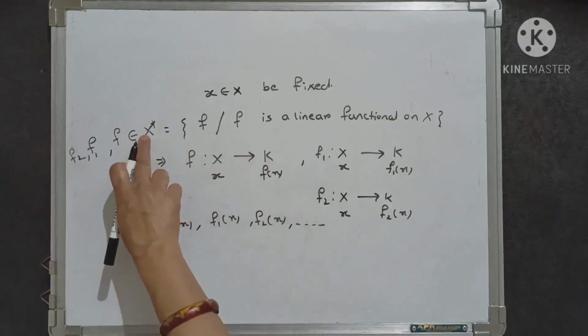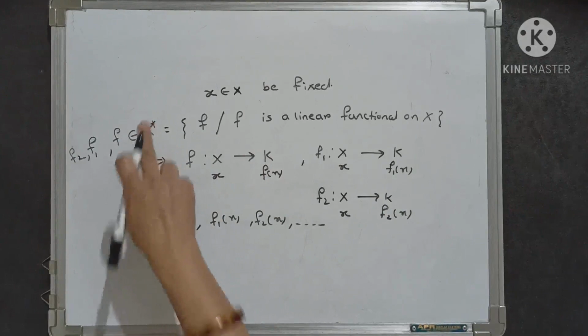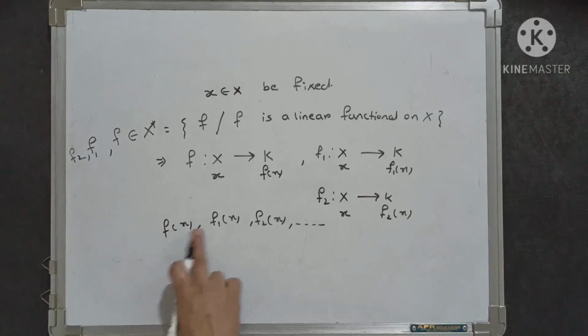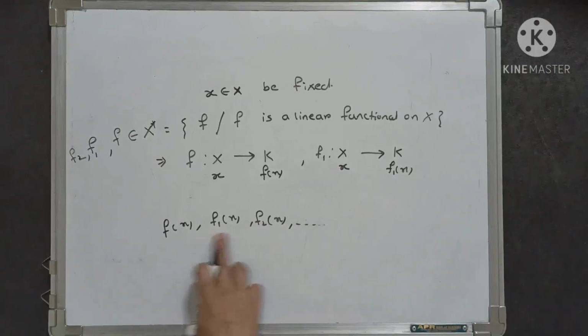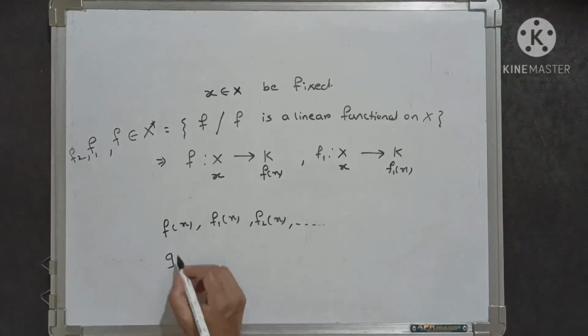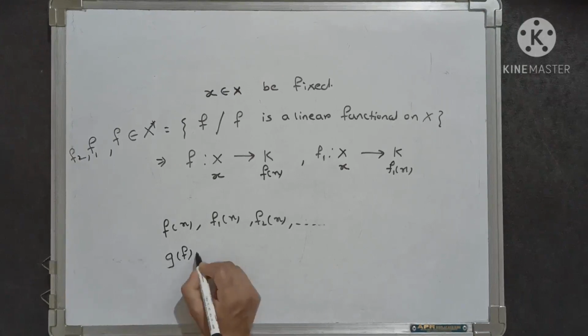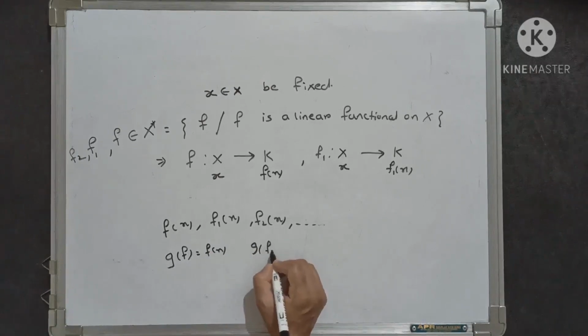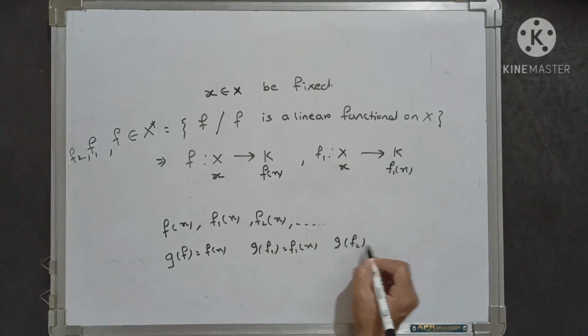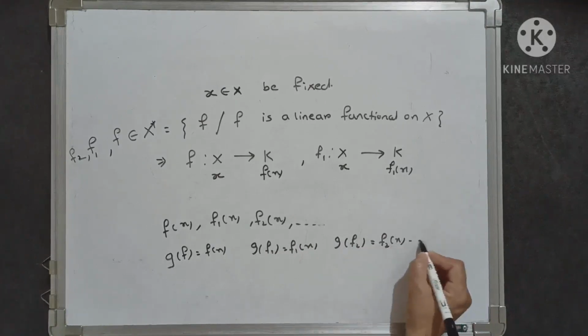All the linear functionals in x star apply on x and give scalars: f of x, f1 of x, f2 of x and so on. Now corresponding to all these images, all these scalars, we define a function g like this. G of f is equal to f of x. We define g of f1 equal to f1 of x, g of f2 equal to f2 of x and so on.